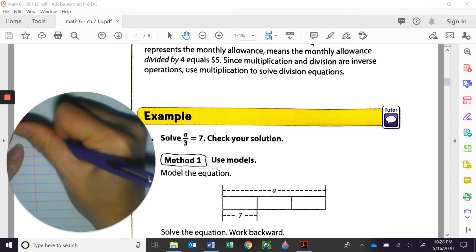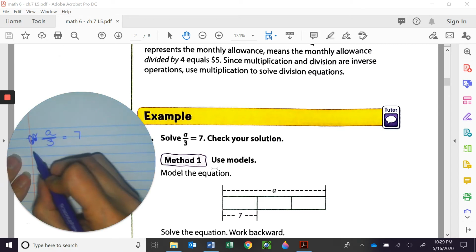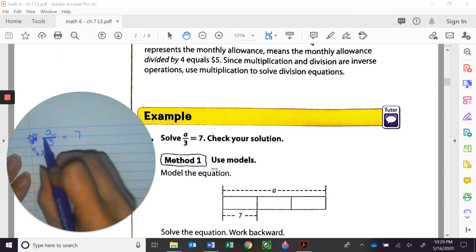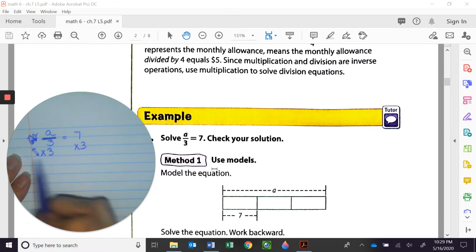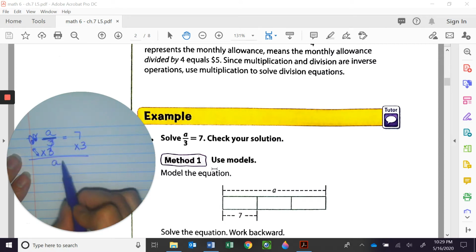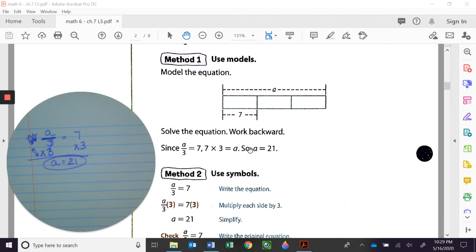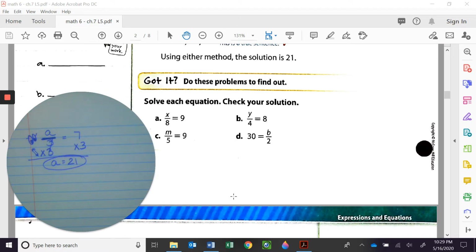So we see division, so we're going to do multiplication. So I'm dividing by 3, so I need to multiply by 3. So the 3's go away, leaving us with our a by itself, and 7 times 3 is 21. And we know this is correct because 21 divided by 3 is 7. Okay? And so you can see that in the picture, you can see that in the work that they've done for you here. All right, so let's look at some more examples.